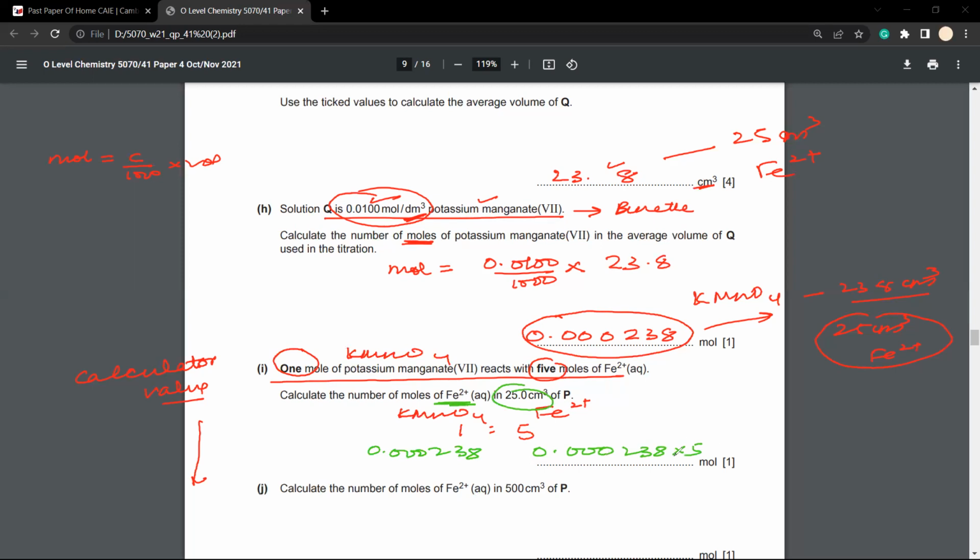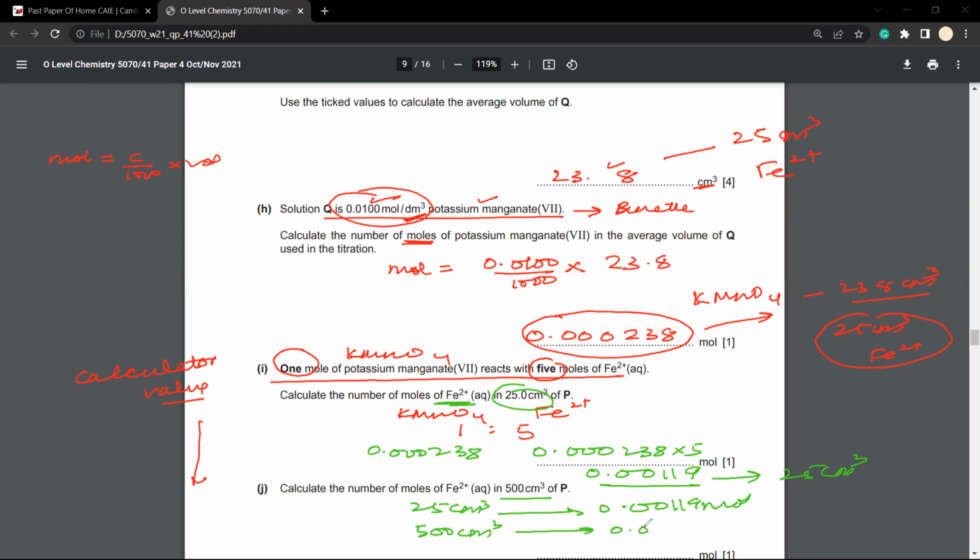So the answer is going to be 0.00119. These many moles are of iron 2 in 25 cm³, right? Now, if in 25 cm³ we have this, then the next part is demanding that how many moles will be there in 500 cm³, which we have initially formed. So if 25 cm³ has got 0.00119 moles, then 500 cm³ will have X.